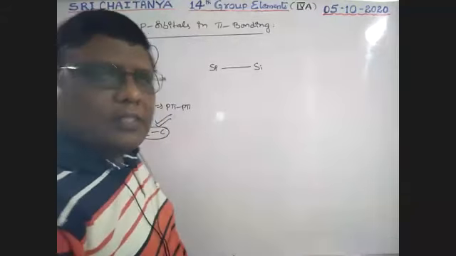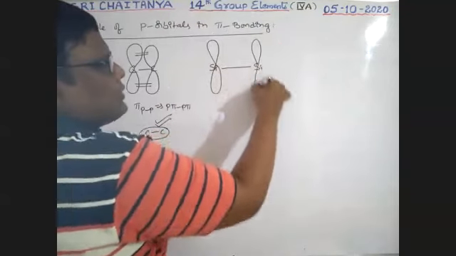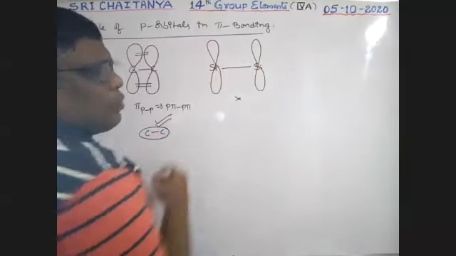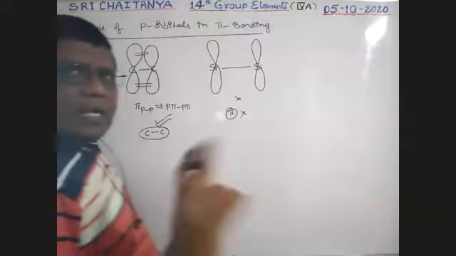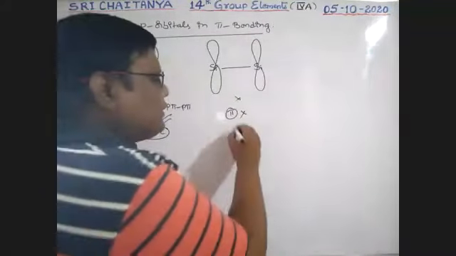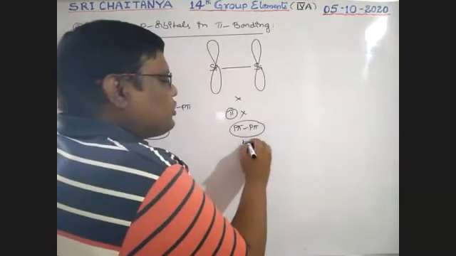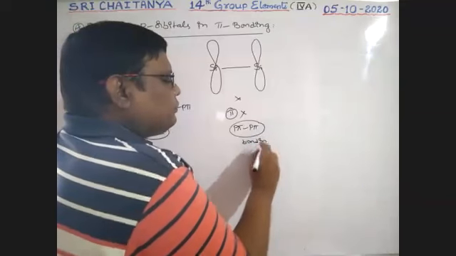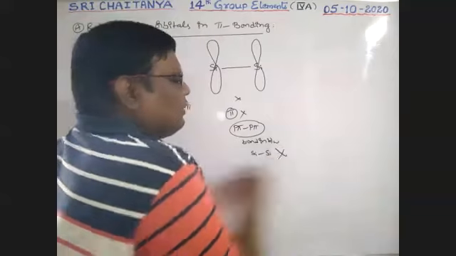I already explained, boys. Because of that, there is a large distance between these two orbitals. Sideways overlapping is almost not possible. So, pi bond formation is not possible between silicon and silicon. So that means p pi bonds between silicon and silicon are not possible.